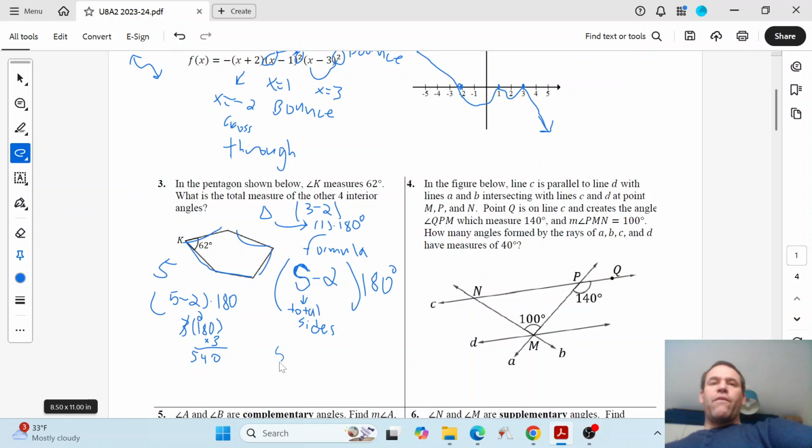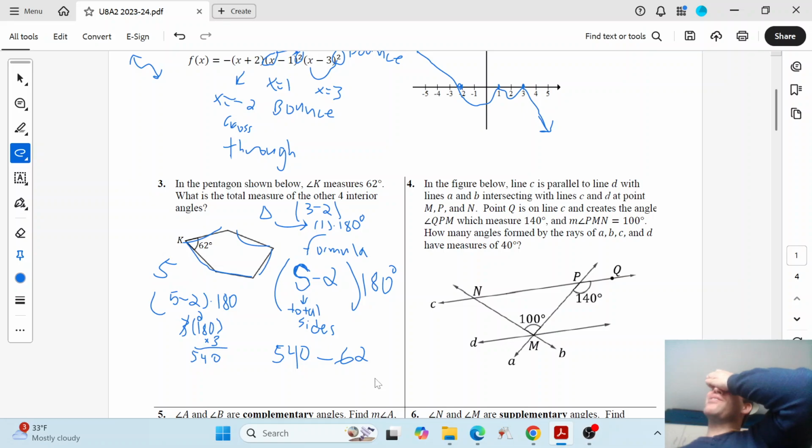So if we take 540 total degrees and we minus off the 62 degrees, so 540 minus the 62 degrees, that's going to be 500 minus 22 is 478. Let me double check there. Yeah, because then you have 22. So yeah, it should be 478.